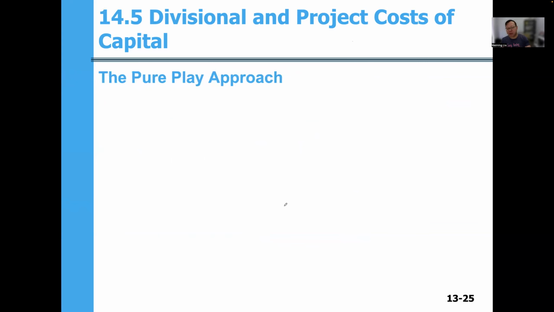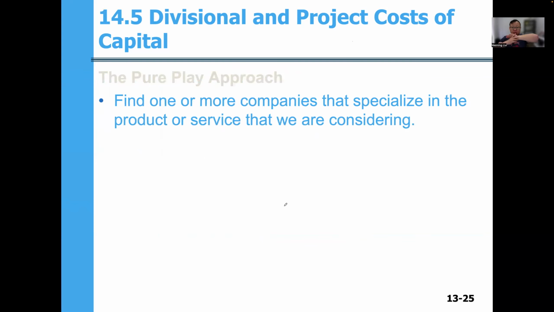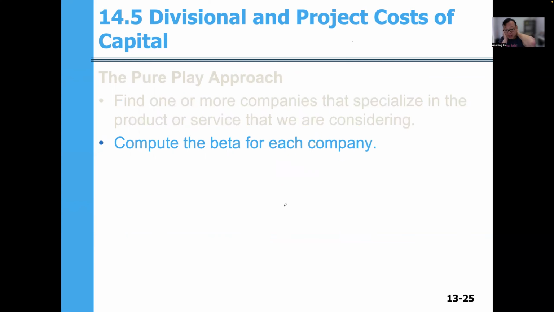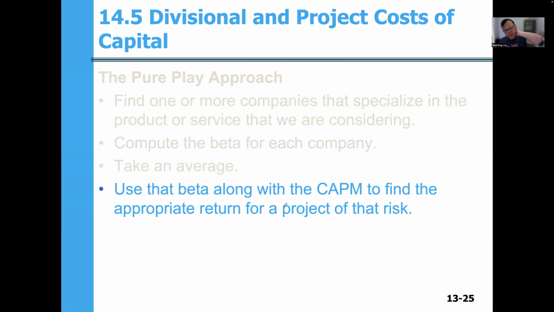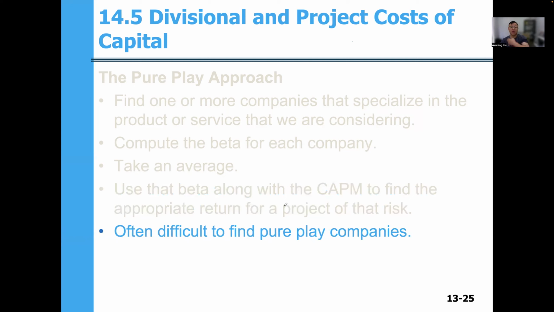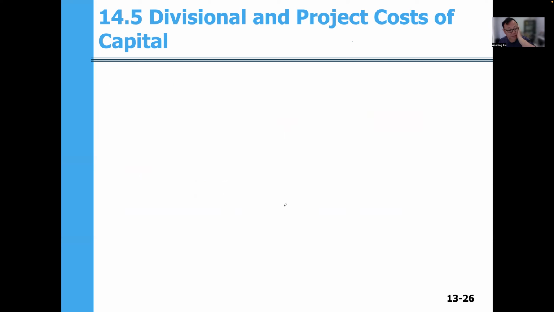The pure play approach. You first have to find one or more companies that specialize in the product or service that you are considering. That would give you a better starting point. And you compute the beta of each company, take the average, and use the beta along with the CAPM model to find the appropriate return for a project of that risk. It's often difficult to find pure play companies.